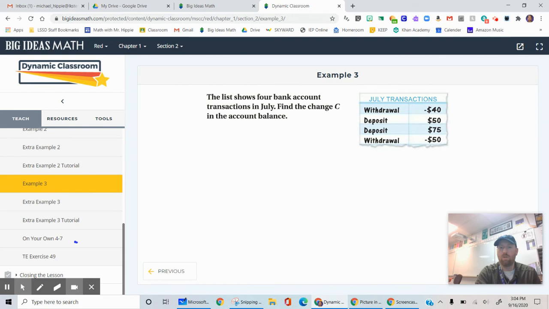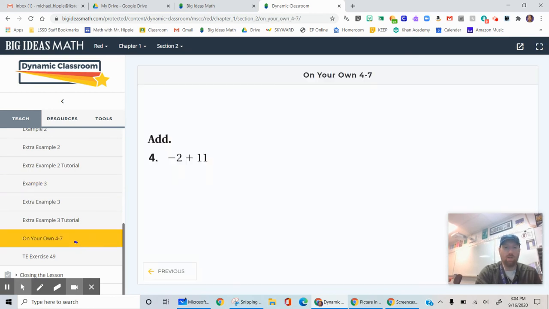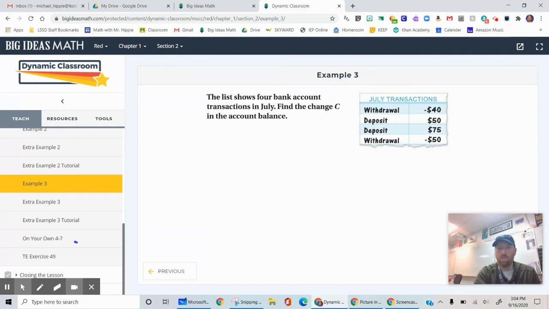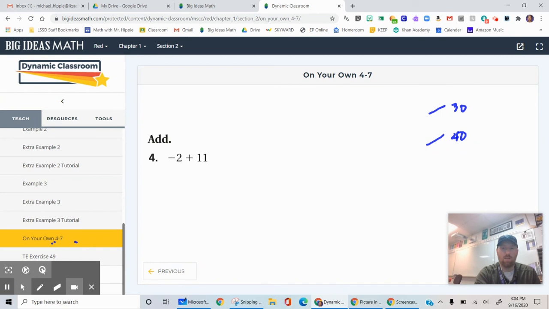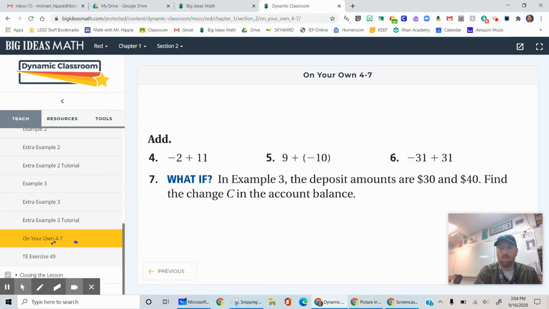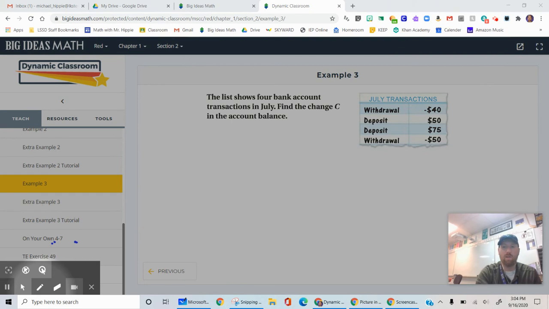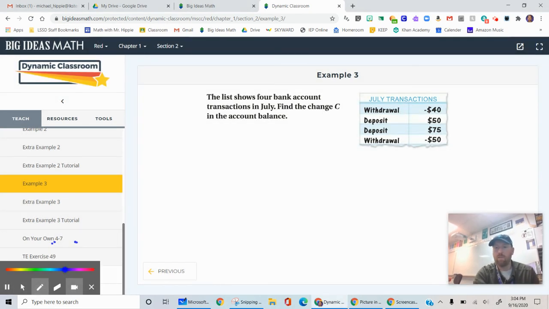Let me make sure I had it right. 30 and 40, okay. So what they're saying is these withdrawal amounts, instead of 40 and 50, are 30 and 40? Or is that the case? Deposit amounts. Okay, so my mistake. Let's go back here. Deposits are 30 and 40. So instead of this 50 and 75, I've got $30 and $40.